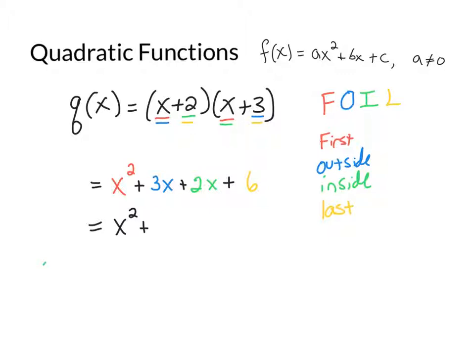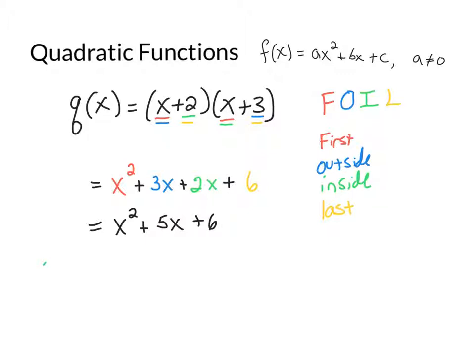Now I look for my x terms. Well, I have x's here, 3 x's, and here I have 2 x's for a total of 5 x's. So that gives me 5x. And then the last thing remaining are the terms with no x's in them. We call those the constant terms. And there's only one of them here, and it's a 6. And we get plus 6.